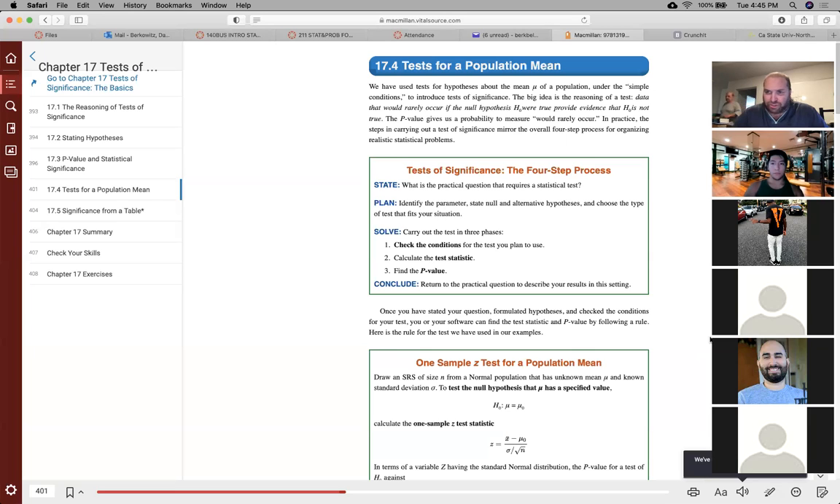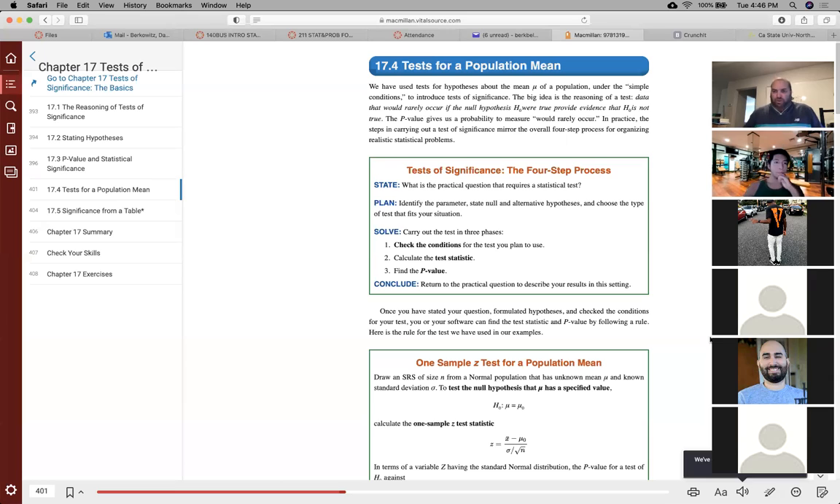So a small p-value makes us question our assumptions. What is our only assumption here? Our only assumption is that the null hypothesis is true. Small p-values make us question the null hypothesis. Well, if we're questioning the null hypothesis, then we only have one other option, which is the alternative hypothesis.